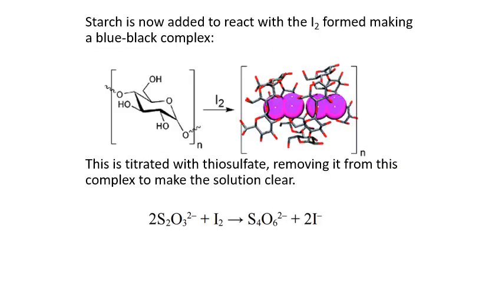Okay, there we go. So starch is then added to react with the iodine formed to make a blue-black complex, which some of you would have seen in biology when you're doing discussions around photosynthesis. And then this iodine is titrated against thiosulfate, which removes it from the complex and makes the solution clear. So it's basically this black color titrated until it is clear. And that means that you've now no longer got iodine and the starch complex. You've now got iodide ions.